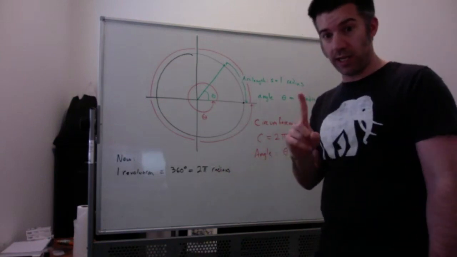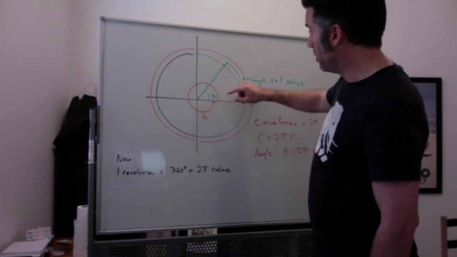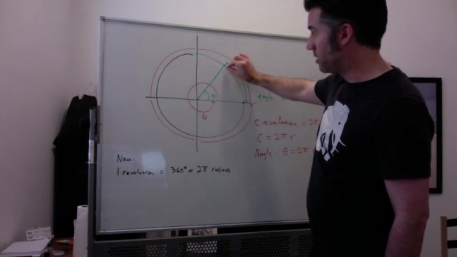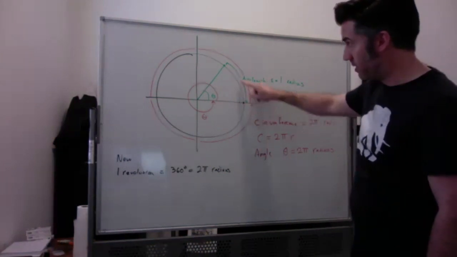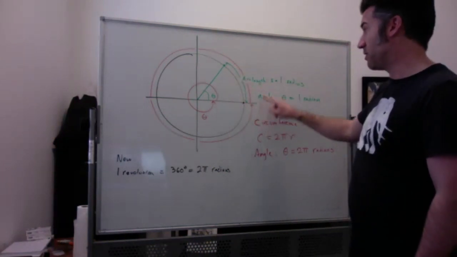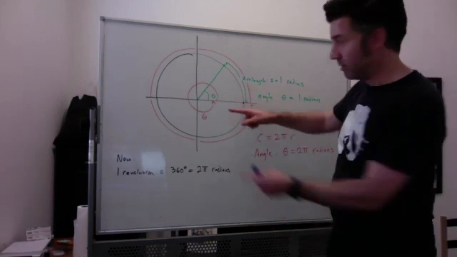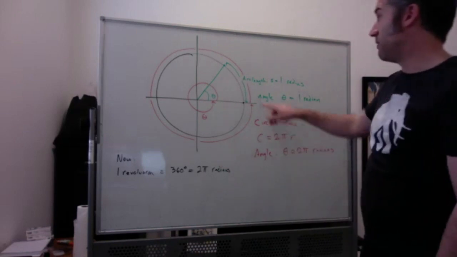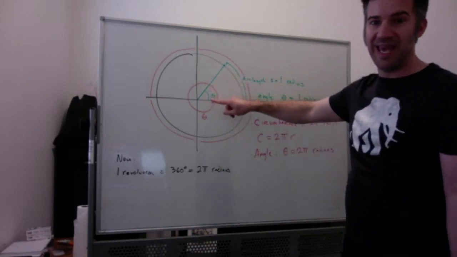Specifically, 1 radian is the angle you get if you take the length of the radius along the circle. So if the arc length, this length here in green, is equal to 1 radius length, so I'm saying that this length here and this length here are the same, then the angle subtended by the arc.